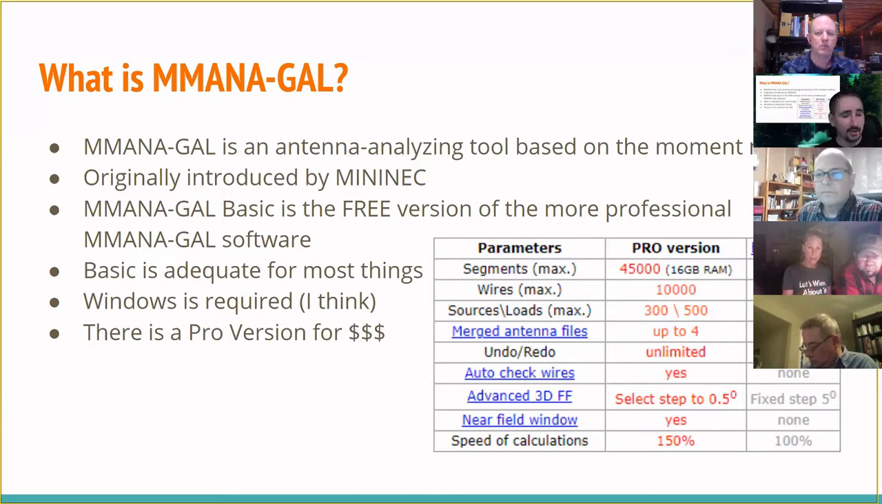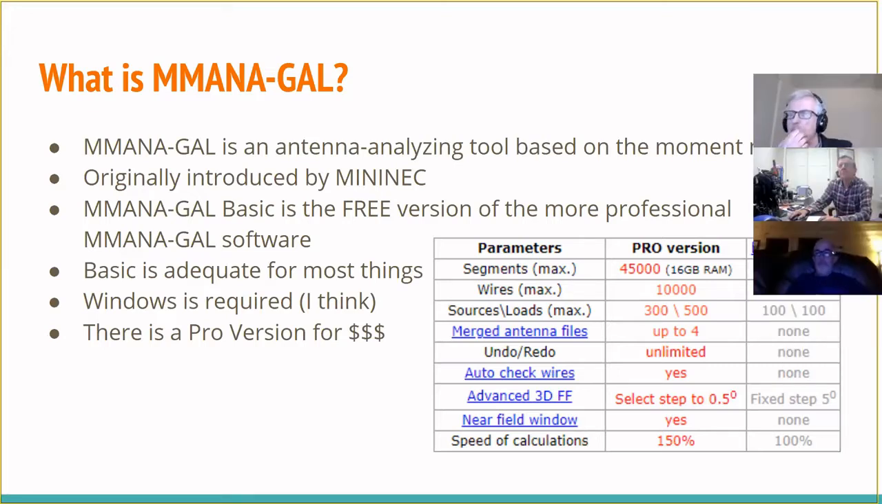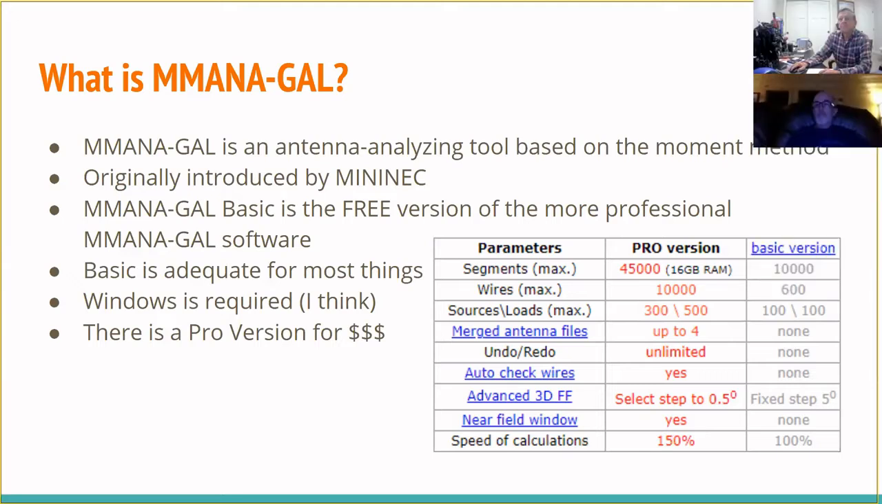On this slide, I included a little bit of a comparison about what the difference is. The short version is that the basic version is a little slower and can't support as many elements to the antenna. So if you're trying to plan out some ridiculously complicated antenna that has like 45,000 different elements, you're going to need the professional version. And if you're designing an antenna that has 45,000 elements, you can probably afford the professional version.